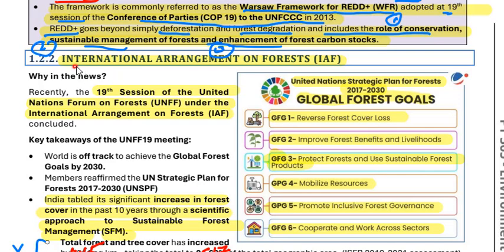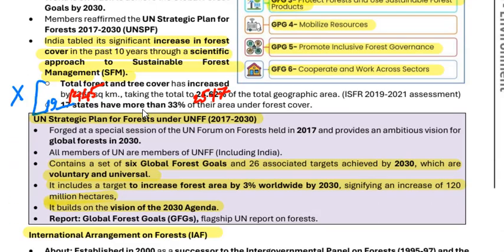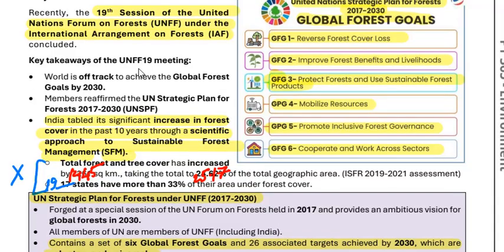Let's look into the second topic, that is International Arrangement on Forest. First, see why it is in news. The 19th session of the United Nations Forum on Forest under the International Arrangement on Forest concluded. You don't need to remember that session, you just need to know the United Nations Forum on Forest under the International Arrangement on Forest. So how does this United Nations Forum on Forest work? This is under the International Arrangement on Forest. See the key takeaways of this UNFF 19 meeting.